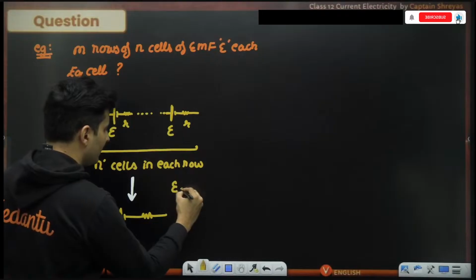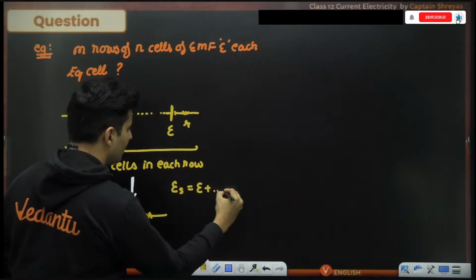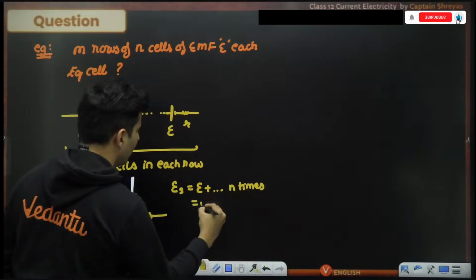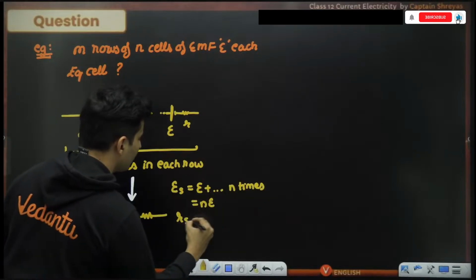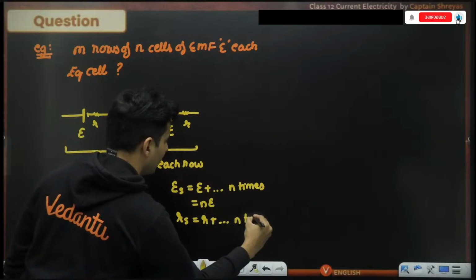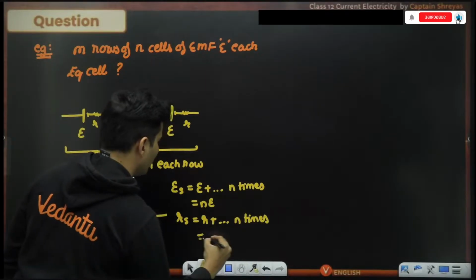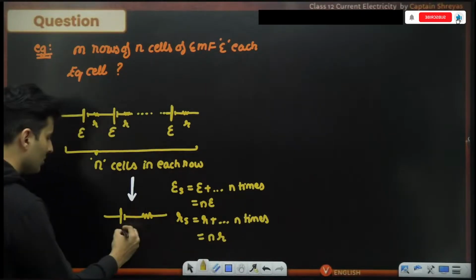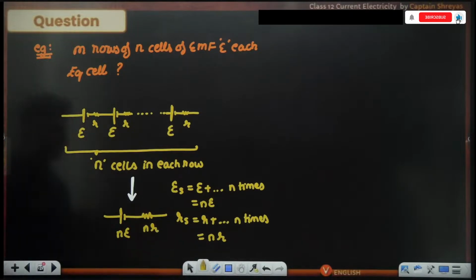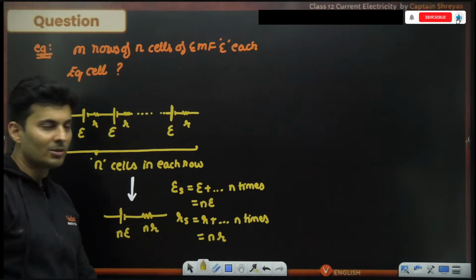Well, EMF in series, just add them, E plus E plus E, n number of times. So obviously it will be n times of E, and resistance will be r plus r plus r, n number of times. So it will be n times of r. So this will be n times of E, this will be n times of r.